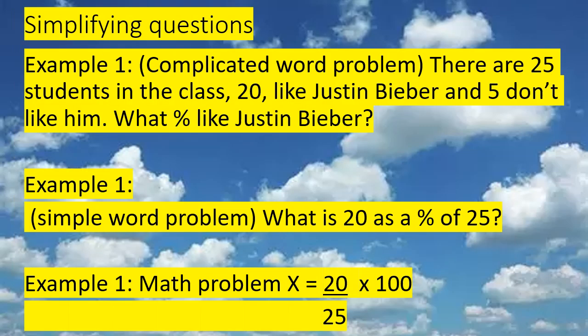Okay, we're going to look at simplifying questions. Questions can be very complicated and buried in a story, or they can be fairly simple, or they can just be a math calculation to do. So we're going to look at the three. In these examples, the basic question is the same in each one. So let's look at the first one. This is the most complicated. There are 25 students in the class. 20 like Justin Bieber, and 5 don't like him. What percentage like Justin Bieber? Now we don't need to work out the answer. What I want you to see is that that's quite difficult. You've got to work out which numbers do I need and what should I do with them.